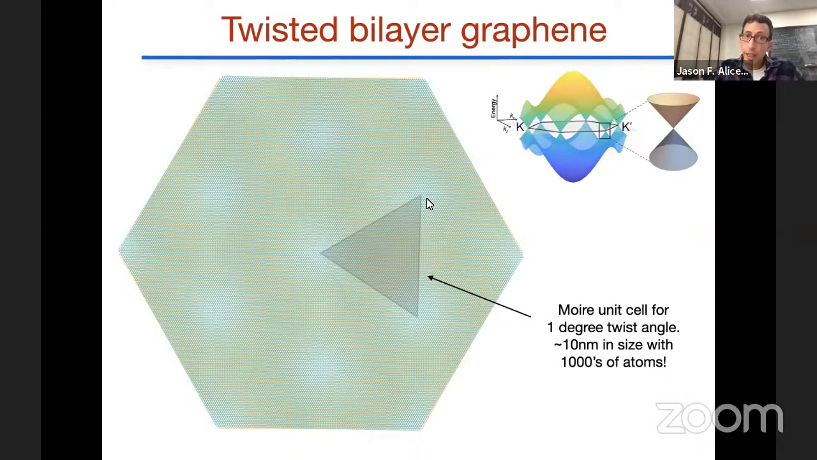Now at this so-called magic twist angle, the interplay between this moire periodicity and interlayer tunneling generates a really spectacular band structure for the system that features bands that are almost completely flat.